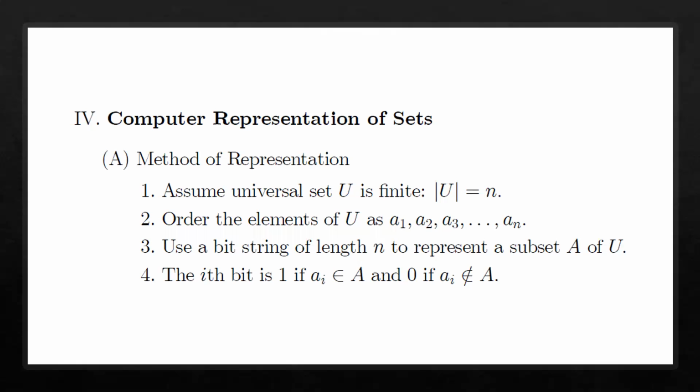If I was going to put the citrus fruits in here, they don't have a natural ordering, right? I could order them by size. I could order them by growth rate, or any other number of things. But the point is I have to put them in some order and say this is the first fruit. So I use a bit string of length n to represent a subset A of that universe. The ith bit is a 1 if the ith element is in that subset A. It's a 0 if it's not.